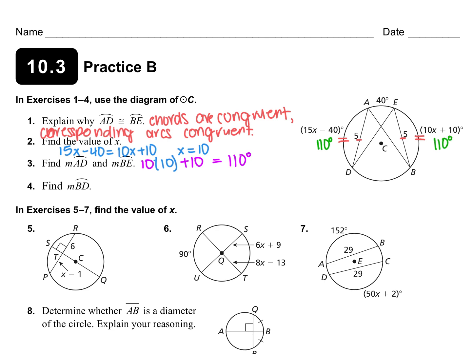Always label. And then it wants me to find the measure of arc BD. So looking at that, the arc is right here. How would I find that? I'm going to take everything that I have: those 110s plus that 110 and that 40. I would get 260. Then all I have to do is take that 260 and subtract from 360. And your answer for that arc is going to be 100 degrees. Questions on this?